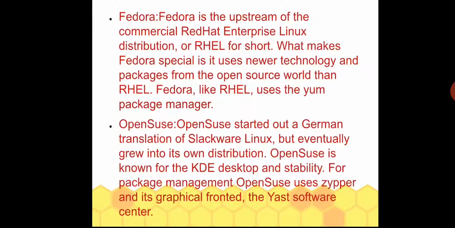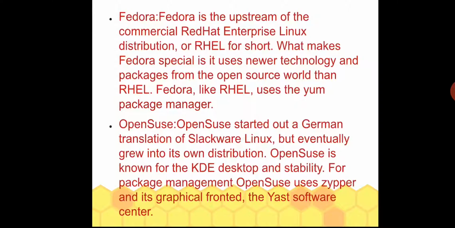But when you come to Fedora, you have to use the Yum package manager. Yum is a package manager. So you have to go for yum install some software, VLC or any media player, something like that. So that is the difference. Next, OpenSUSE started out as a German translation of Slackware Linux. That is one flavor. But eventually it grew into its own distribution. So OpenSUSE was first with Slackware Linux, one version of Linux, then it went on to become a standalone distribution.